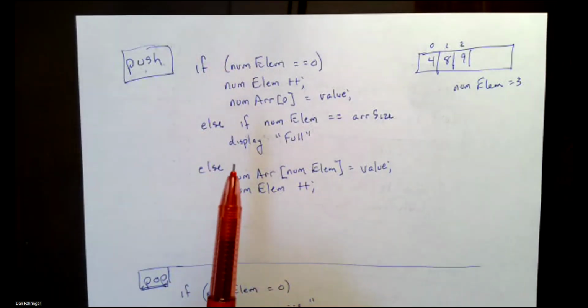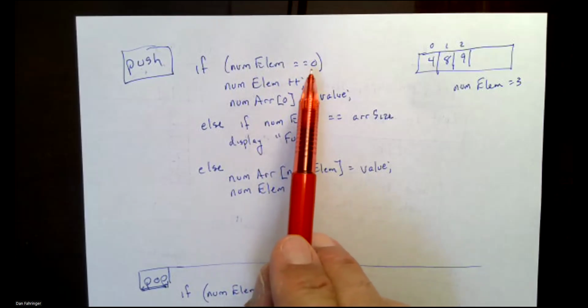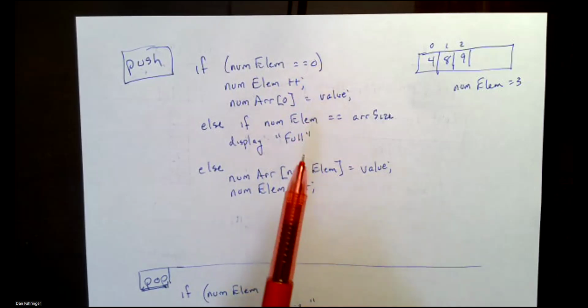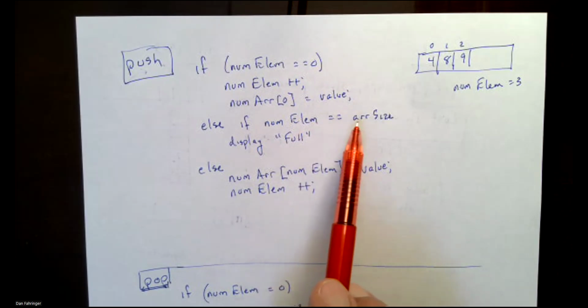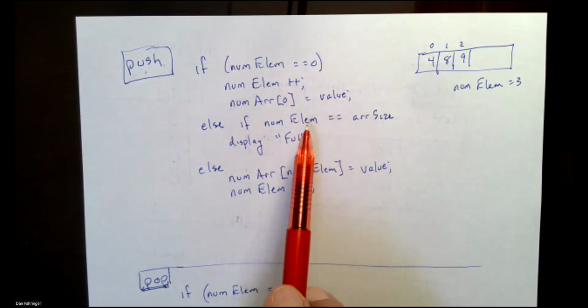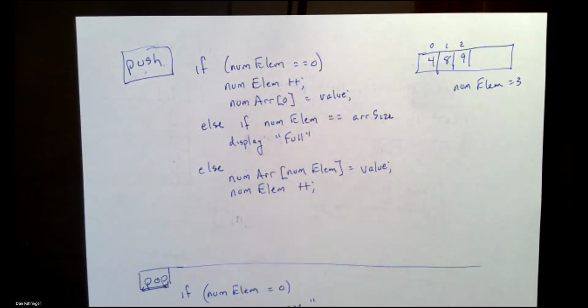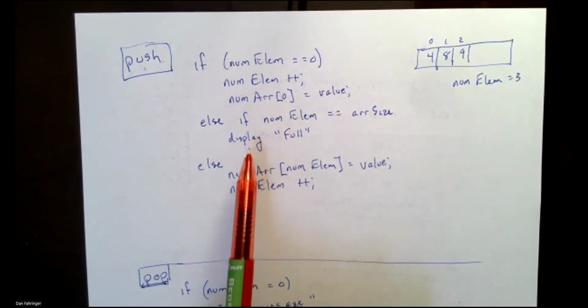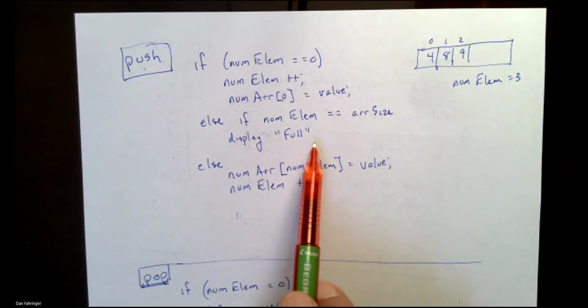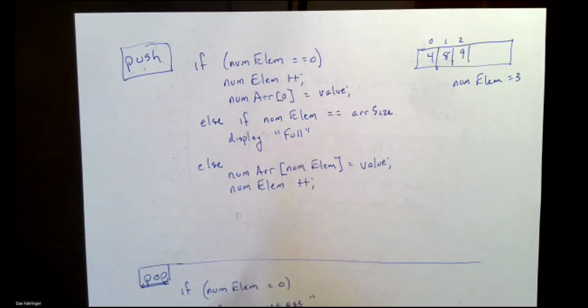If, else if, else. This is taken care of if it's empty. This is taken care of if it's full. Otherwise, what do I do? Again, this is pseudocode. This is algorithm. I know what I mean by display full. That means I have to do some kind of message that says, hey, the array is full. We can't add anything else to it, yada, yada, yada.